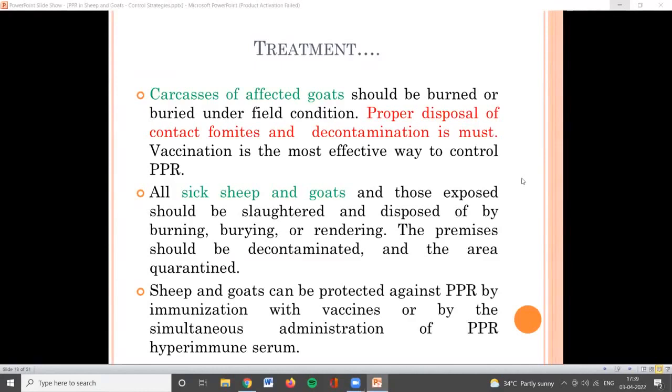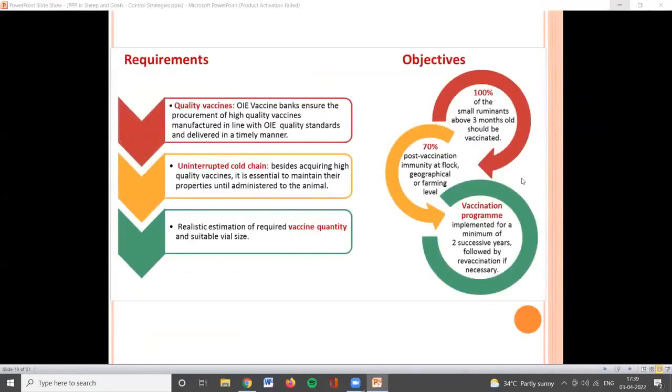Sheep and goats could be protected against PPR virus by immunization or by administration of hyperimmune serum. As per OIE, we have quality vaccines manufactured as per OIE standards and uninterrupted cold chain. Till now, the thermotolerant vaccine is not available. Realistic estimation of the required vaccine quantity and suitable vial size.